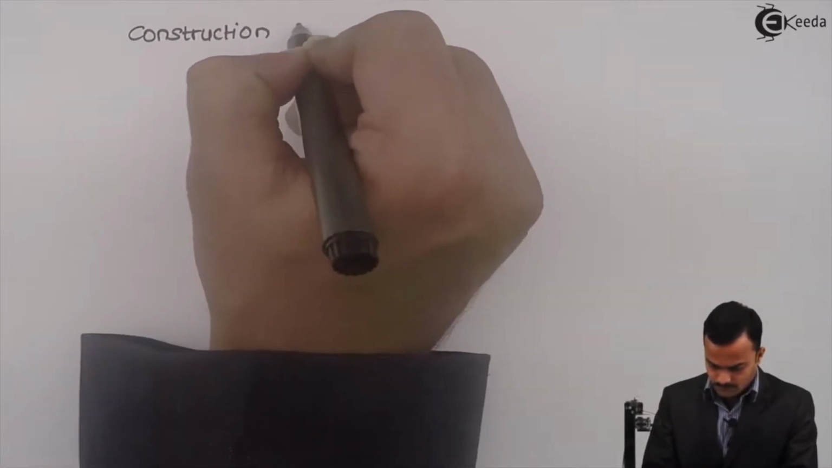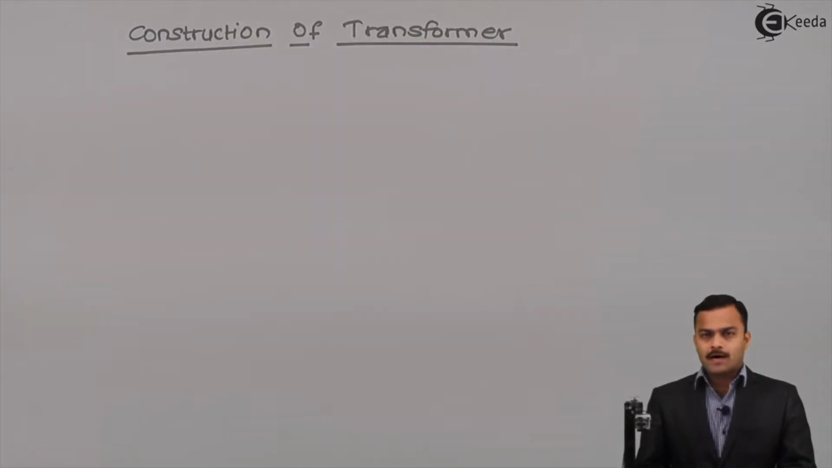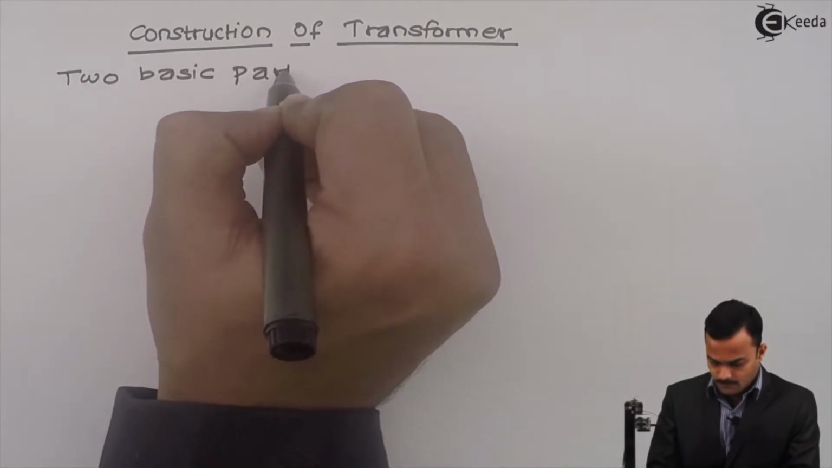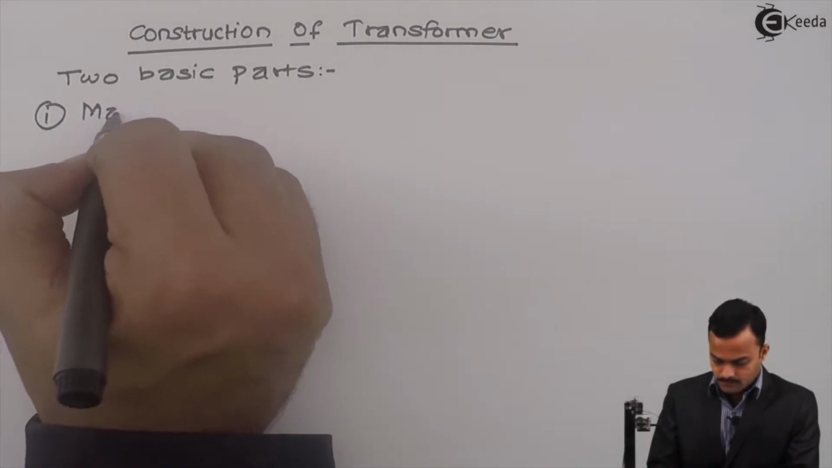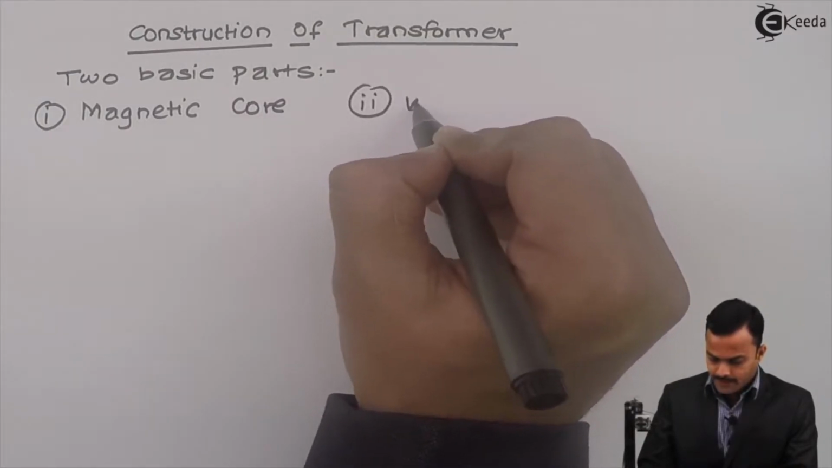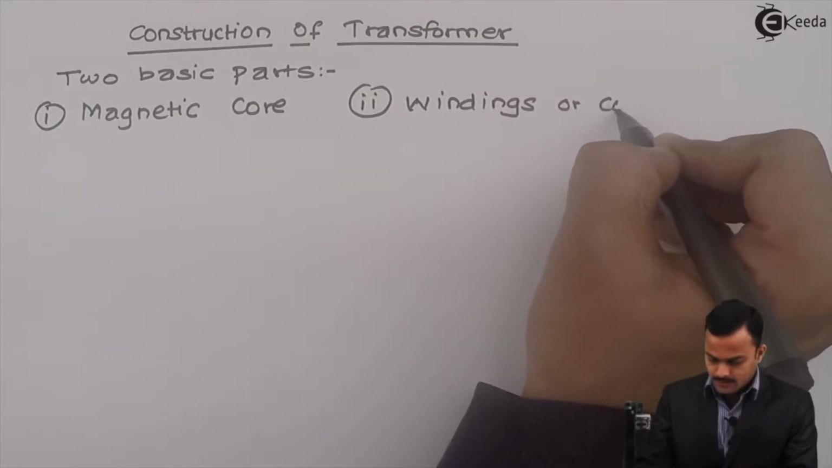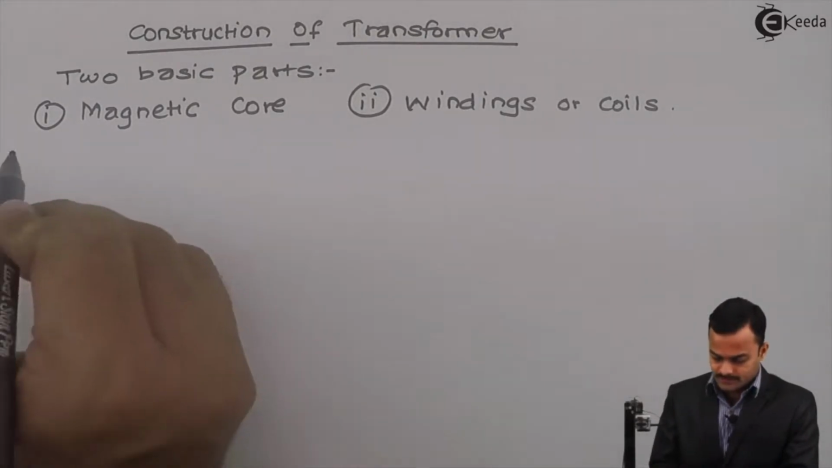In this video, we are going to see construction of a transformer. There are two basic parts. First is magnetic core and second windings or coils. So let's discuss magnetic core first.